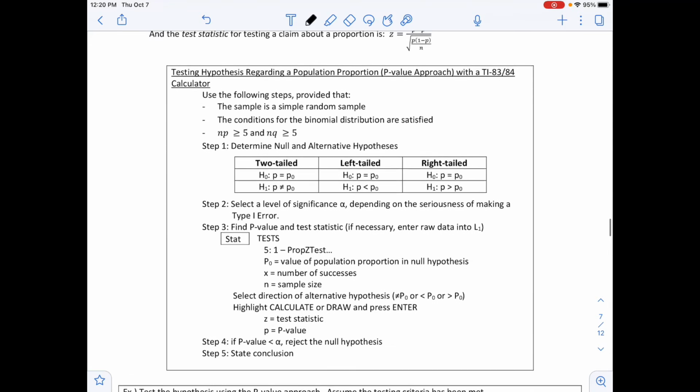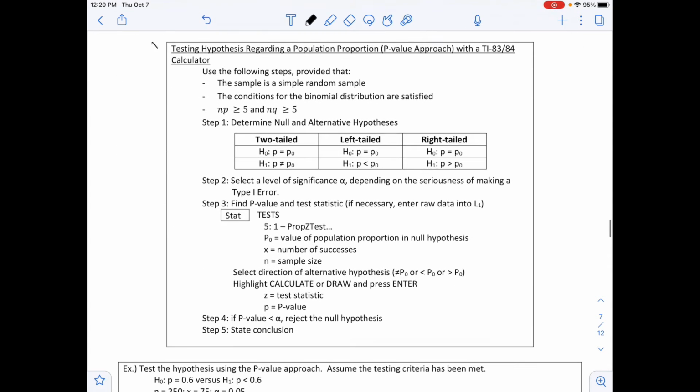So right below this we have a box with our calculator steps in it. To test a hypothesis regarding a population proportion, using the p-value approach, which we focus on, with an 83 or 84 calculator, we're going to use the following steps, provided that these conditions are met. This is what you would have to check, especially when you do your own project for the class. These are the conditions that have to be met in order for this test to be conducted.